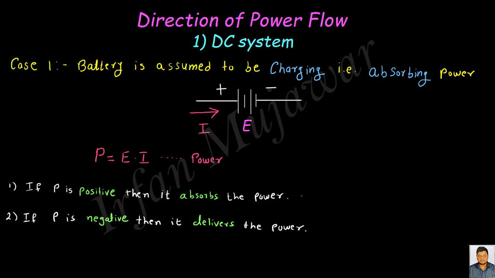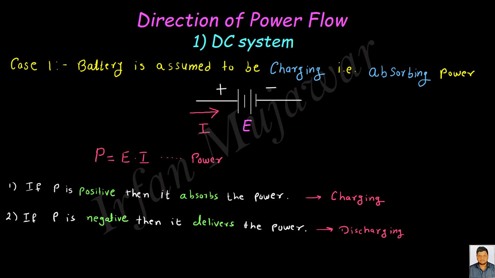Now what will be the state of the battery in the first case? It is quite obvious. If it absorbs the power, we can say that this is a case of charging of the battery, and if it delivers the power, then the battery is being discharged and it is delivering the power. And to which element it is delivering the power, that we don't know. Whatever external circuit is connected, this particular battery is delivering the power to that circuit.